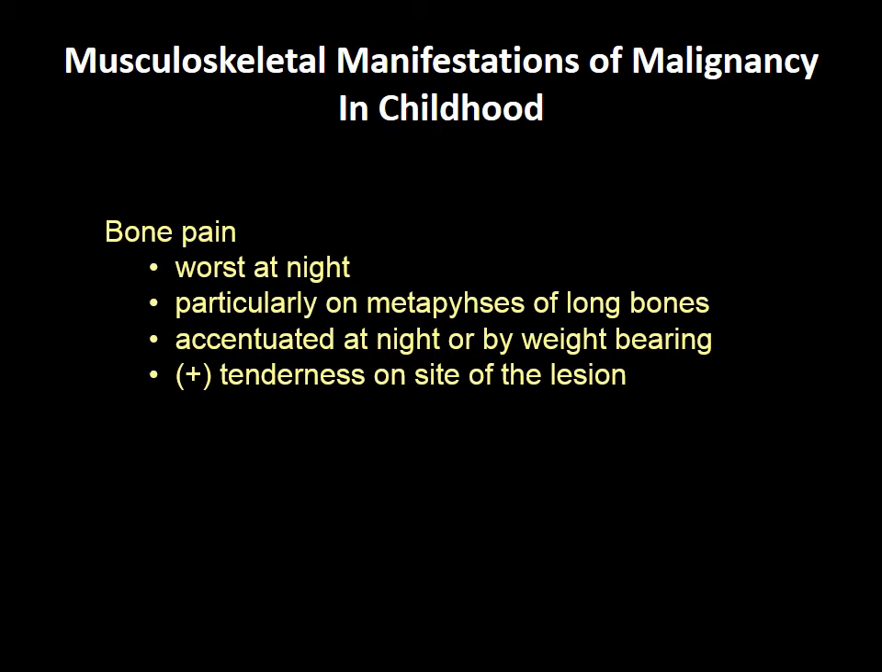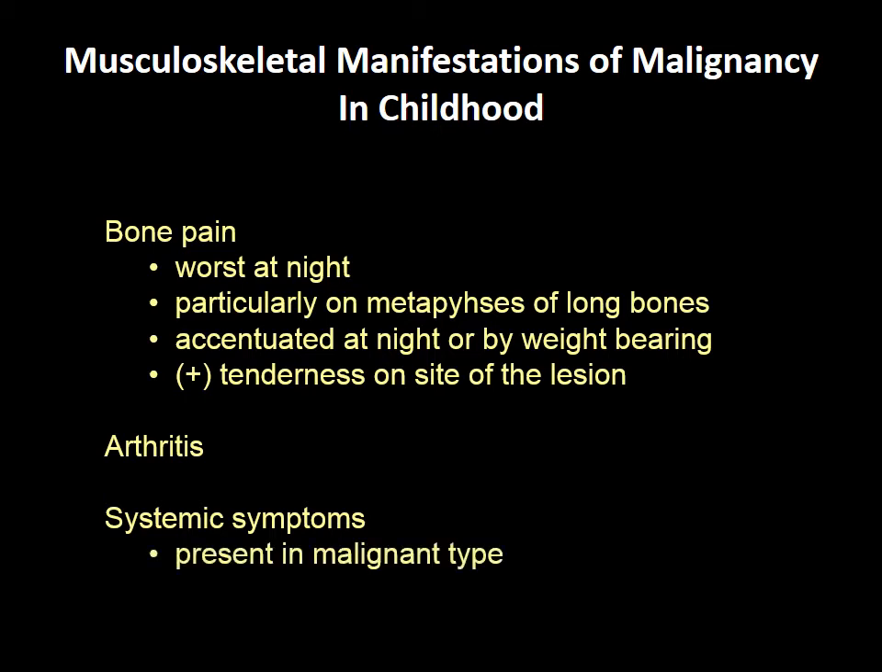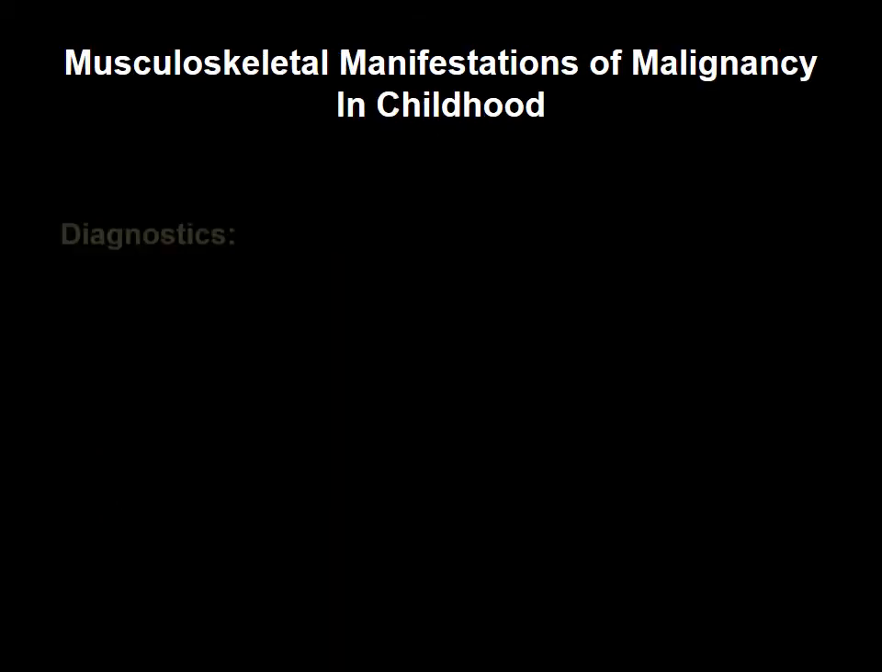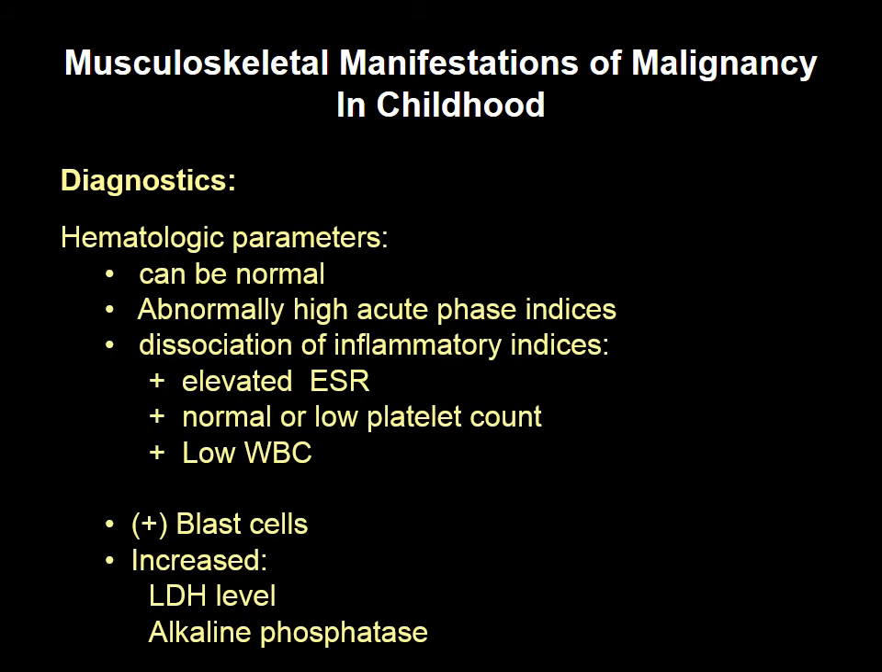Upon examination, the site of the lesion is tender. Especially in leukemia, they may initially present with arthritis involving the elbows, knees, or ankles. Systemic symptoms such as fever and weight loss are absent in benign tumors while present in malignant forms. In benign musculoskeletal tumors, blood indices and acute phase reactants may be normal or nonspecific.